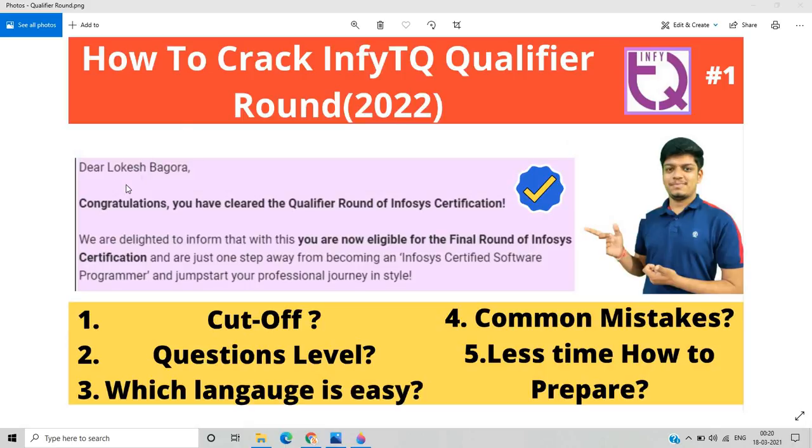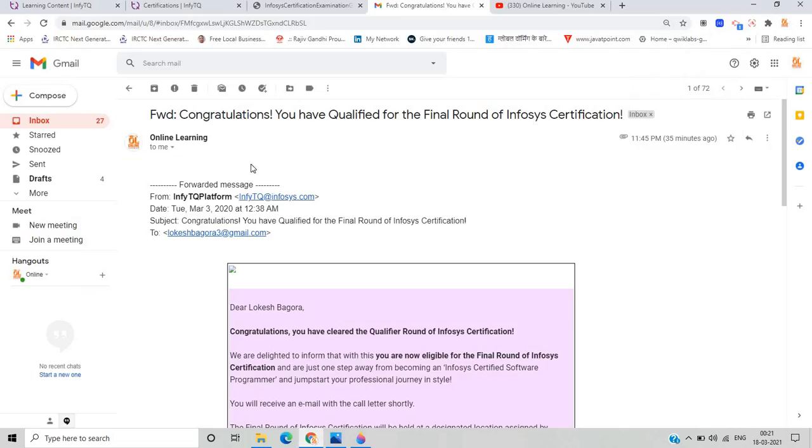First, you can see the mail screenshot that I got from the Infosys team: dear Lokesh Bagora, congratulations, you have cleared the final qualifier round of Infosys certification. As you can see, after the qualifier round, in between 5 to 10 days, I got this mail from the Infosys team that congratulations, you have qualified for the final round of Infosys certification. I received it on March 3, 2020, because this time the exam was late due to COVID-19.